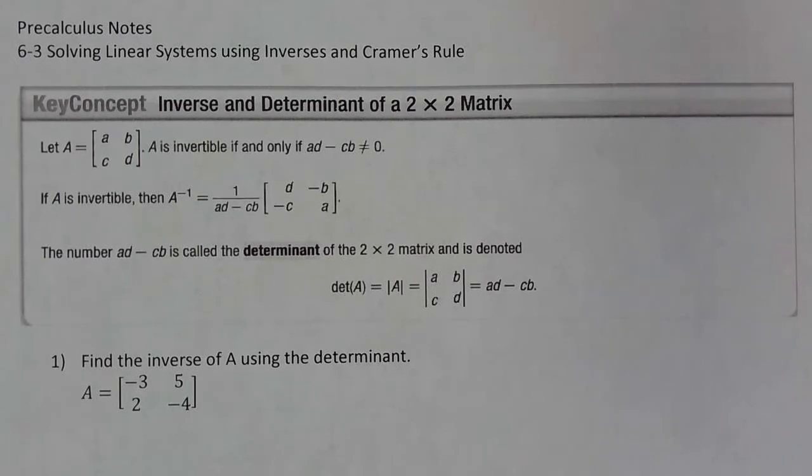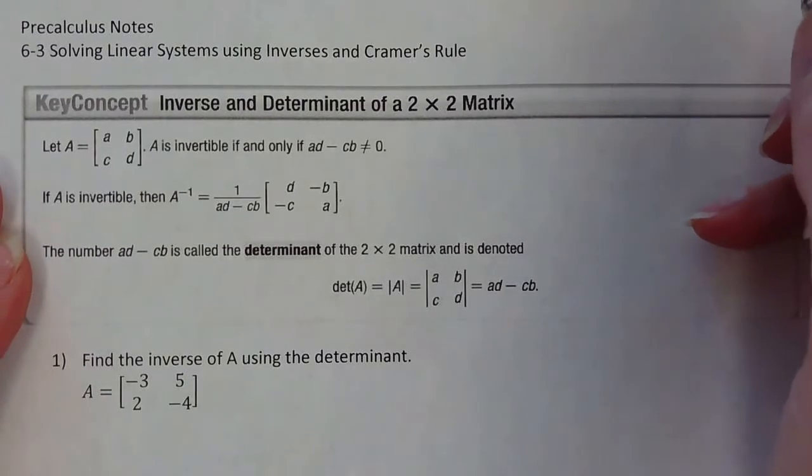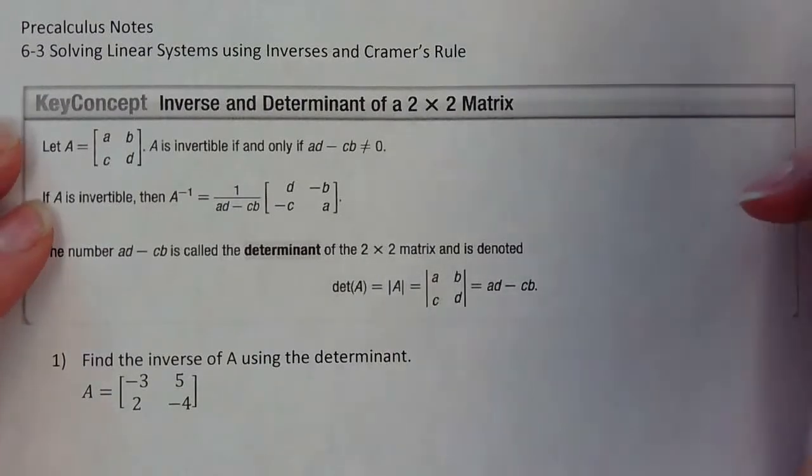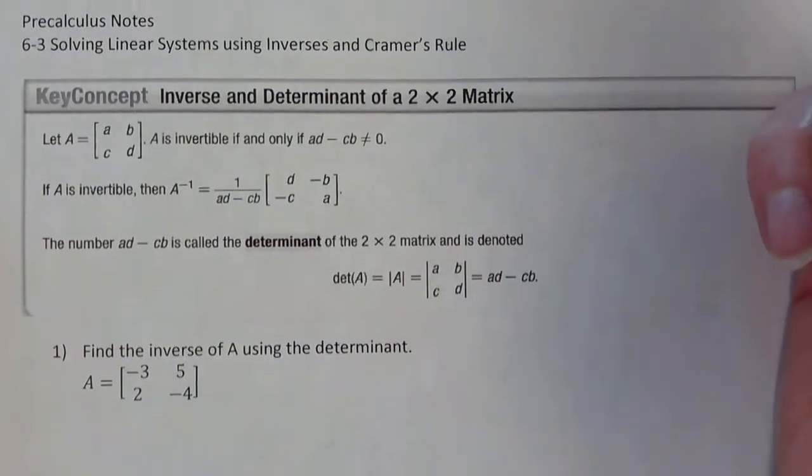These are our pre-calculus notes for 6-3. So 6-3, we're actually learning how to use that determinant and what it's for. We are solving linear systems using inverses and Cramer's rule, and everything is going to involve the determinant today.